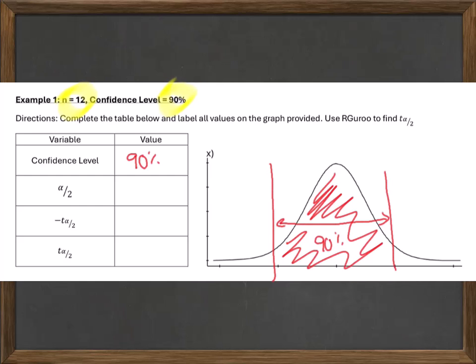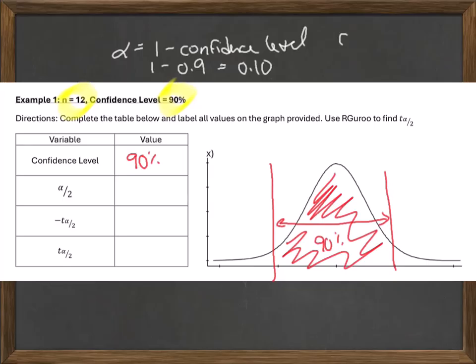The first thing I have to do is find alpha. Remember that alpha is equal to 1 minus the confidence level. So we have 1 minus 90%, or 0.9. So that's 0.10 or 10%. Then, as you can see from this table, we need to take that value, that 10%, and divide it by 2. So 10% divided by 2 is going to be 5% or 0.05.